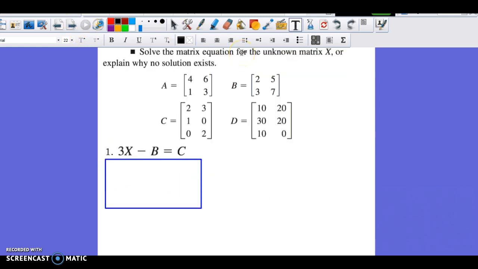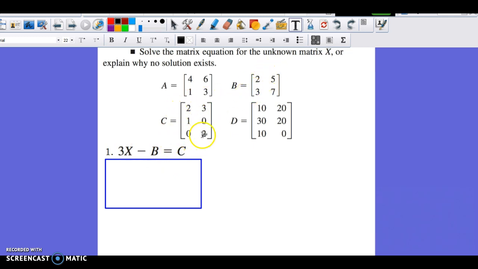Okay, so we're going to talk about incorporating a little bit more algebra into this. Just like if you were solving this equation for x, and b and c were numbers, what would you do? Well, you would add b to c and then divide by 3. So let's think about that. Let's look at b and c.